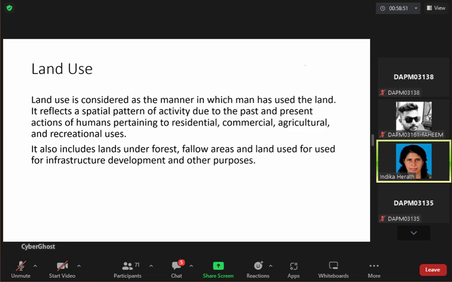Likewise, we have various land use patterns, right? Even within agriculture there can be other categories, but basically residential, commercial, agricultural, recreational, so those are the basic categories. It also includes the lands under forest, fallow areas, and land use for other infrastructure development, roads and playgrounds and all those things, right? Yes, so fallow මම හිතන්නේ fallow කියන word එක ඔයගලන්ට අලුත් ඇති.